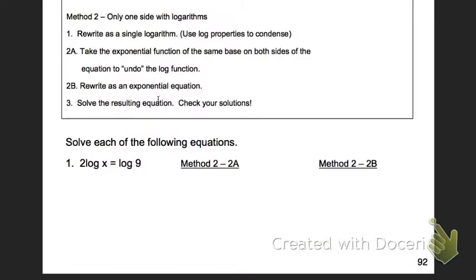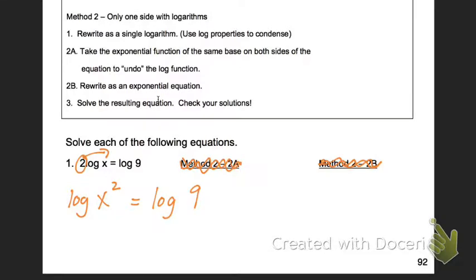So here we have number 1. This would be an example where we have the log on both sides. Go ahead and scratch out the method 2a and 2b. I'm not going to show you two ways, I'm just going to show you one. So we want to write it as one single log. I need to condense the left side because I have a 2 in front. What do I do with that 2 if it's in the front? How do I condense it? Yeah, it's a power. So it would be the log of x squared equals the log of 9.